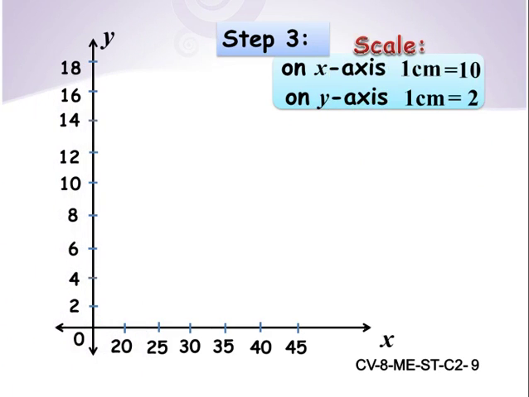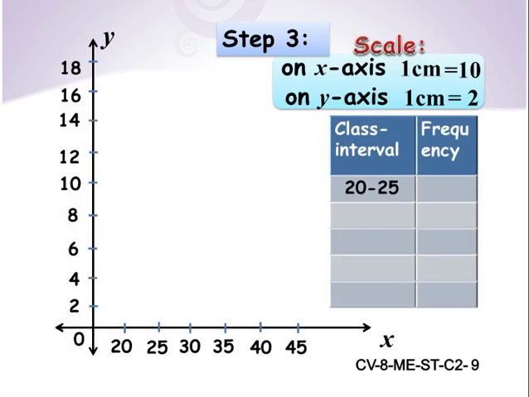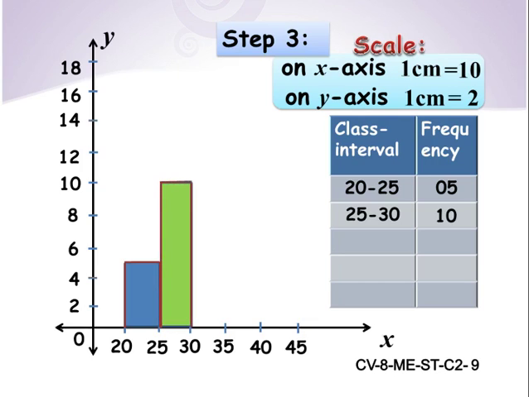Now we shall get into step 3. Draw a rectangle of width 5 centimeter, that is size of the class interval, and of the height 5 centimeter, that is frequency of the class interval 20 to 25. Similarly, draw the rectangles without gaps for the other class intervals. That is, between 25 to 30, the frequency is 10. So, the width will be 5 centimeter and the height will be 10 centimeter.